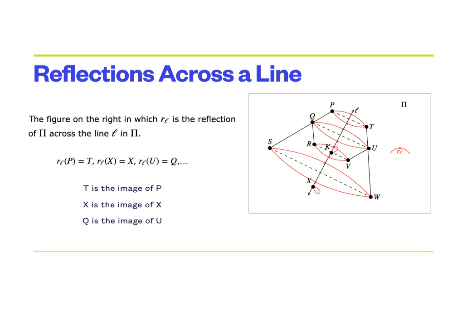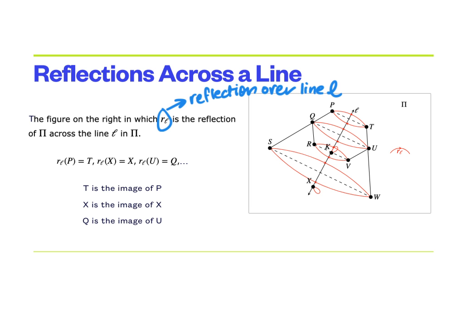This is the notation for a reflection over line L. So the way we write this is the reflection over line L of P is T. So P goes into the reflection, out comes T. The reflection over the line L of X is X. Notice X is on the line. I reflect it over the line. It goes right back to itself. I reflect U over my line, and it lands at Q.